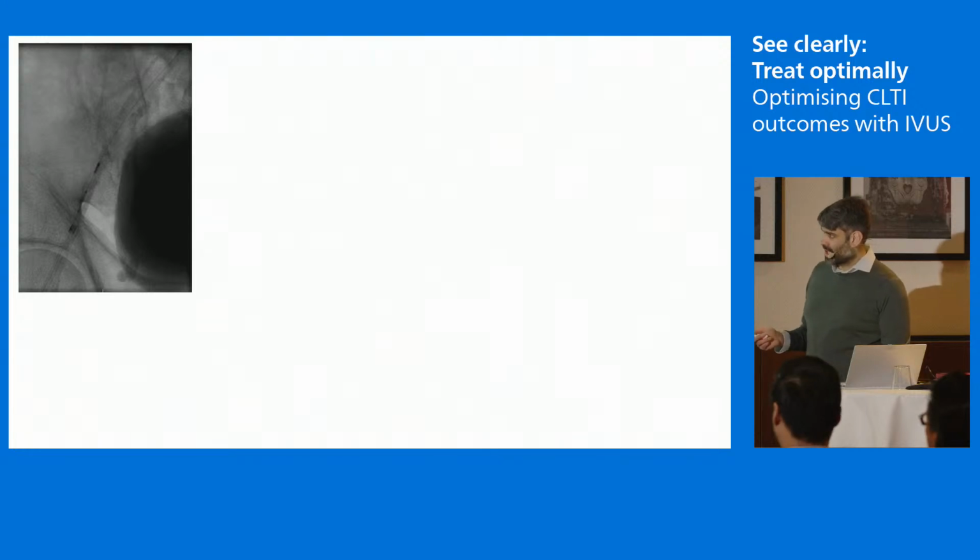His CT scan showed a left distal SFA popliteal occlusion and some iliac disease, and we were going to have to come up and over from the right groin to treat the left-sided disease. But because of this iliac disease, we knew we were going to have to treat the iliacs in order to safely get a crossover sheath in to treat the left leg.